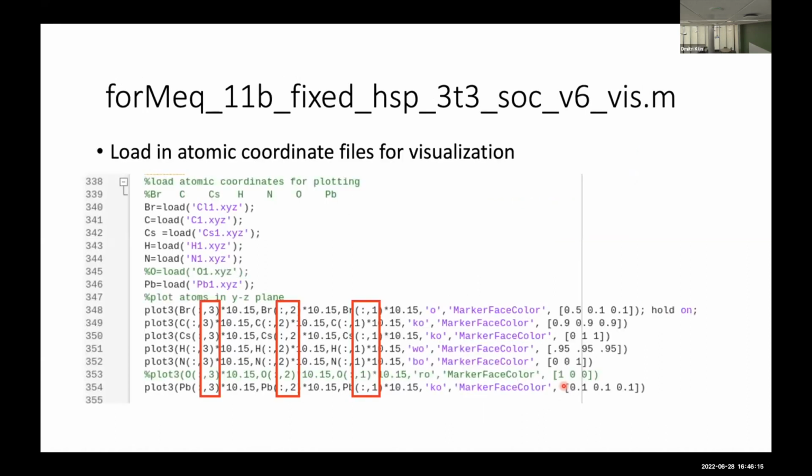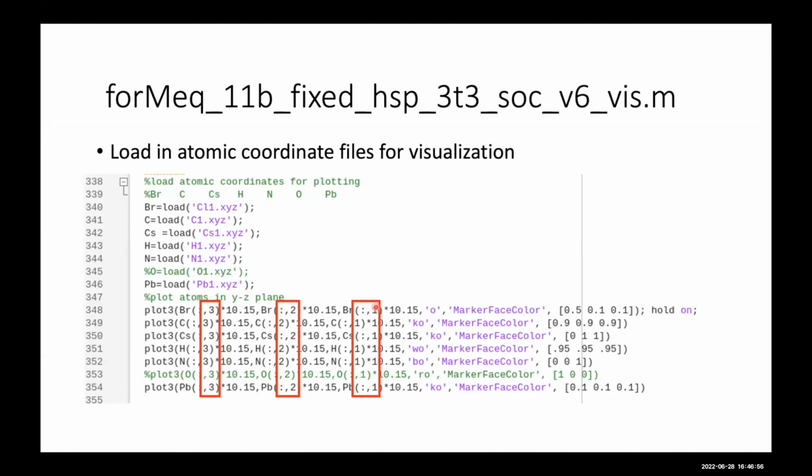So then we need to load in our atom coordinate files. So this is all the .xyz's that we generated. So you see in here, we have them where they load, and you notice that they all are an atom symbol 1.xyz. So chlorine, carbon, cesium, hydrogen, nitrogen, lead. Another thing to note with where these red boxes are, depending on what plane you're looking at, you will have to change those numbers.